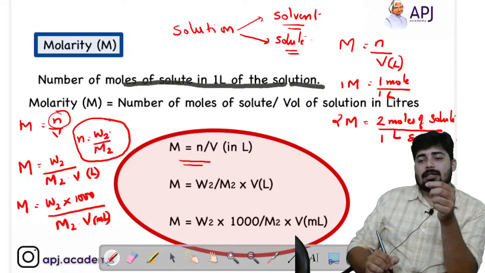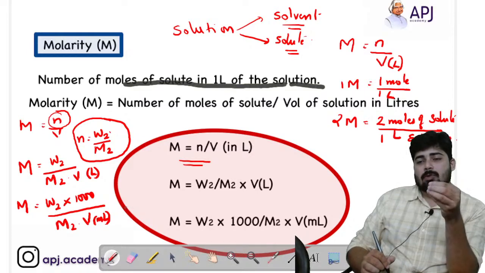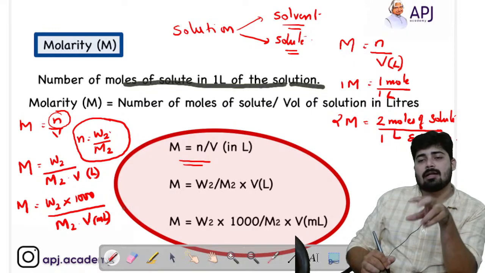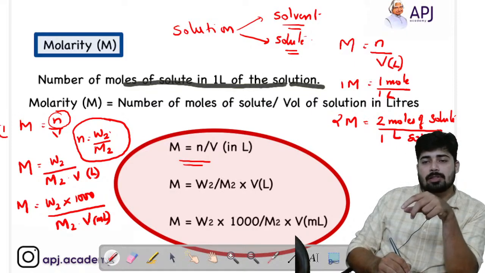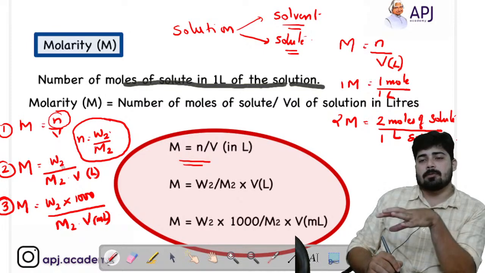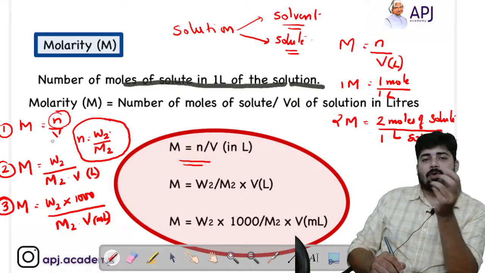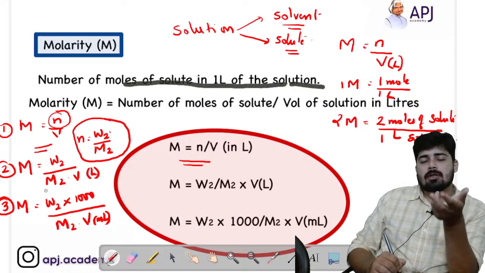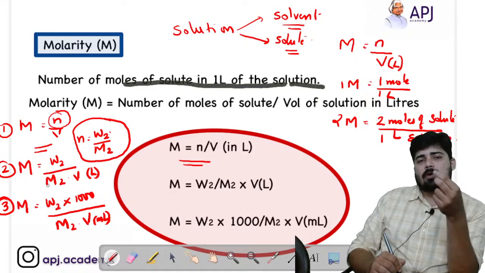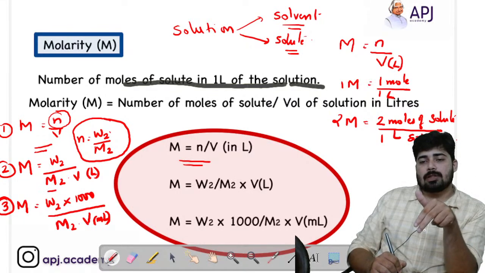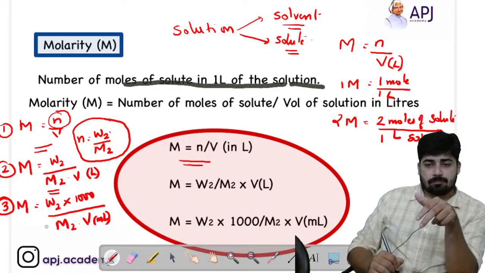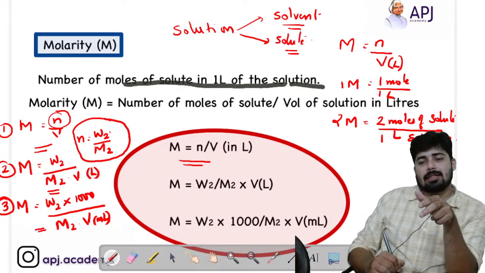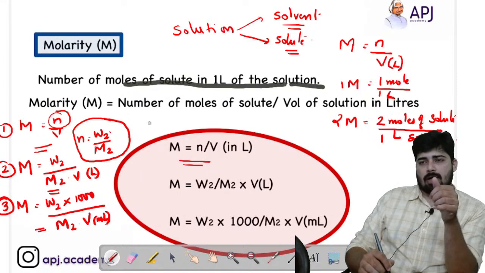If in the question the volume is given in ml, then you can use the third equation. Otherwise you can use the first or second equation according to the values given in the question. If the number of moles is given and volume is in liters, you can directly use equation 1. If the number of moles is not given, you can find it using weight by molar mass, and for that you can use the second equation. If the volume is given in ml, then you can use the third equation. This is all about molarity.